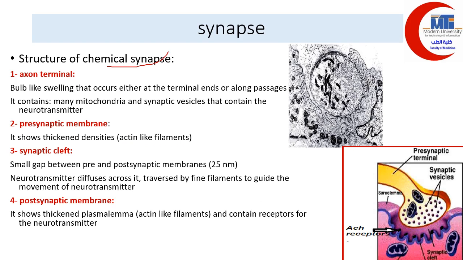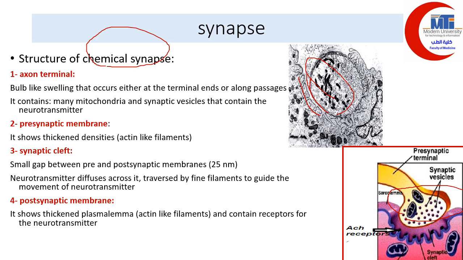What is the structure of the synapse? Here we will discuss the structure of the chemical synapse. We have the axon terminal, a pulp-like swelling that occurs at the terminal or along the passage. It contains many mitochondria and synaptic vesicles that contain neurotransmitter. Here is the presynaptic membrane, this is the synaptic cleft, and this is the postsynaptic membrane.